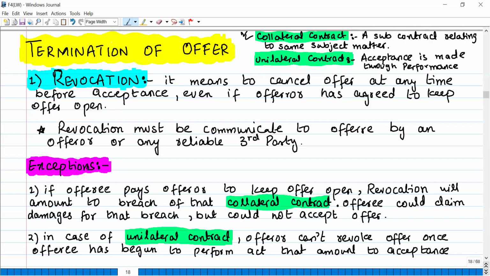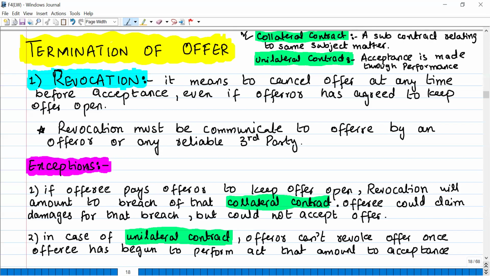You can revoke even if the offerer has agreed to keep the offer open. Even if I promise you that I will keep my offer open, I can still cancel that. In that case, there is an exception. We will talk about that in the exception section. So revocation means canceling an offer before acceptance. The revocation must be communicated to the offeree by the offerer or any reliable third party. Like it is necessary that an offer should be communicated to the other party, similarly the cancellation of an offer, revocation, must be communicated by the offerer himself, the one who made the offer, or any reliable third party.